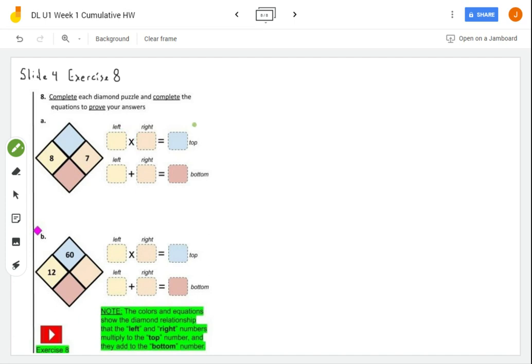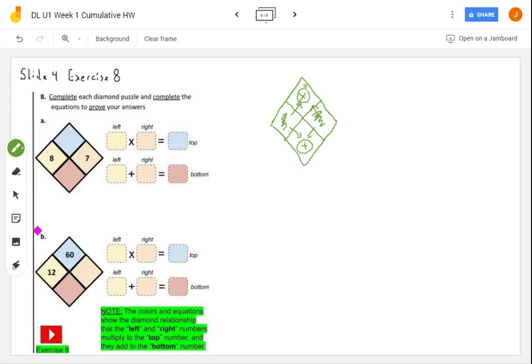And the way that it works is if you're given a diamond, it's split into 4 equal parts with an x, and the side numbers multiply to the top, and they add to the bottom. So if you know the side numbers, you can find the top by multiplying. You can add them to find the bottom number.